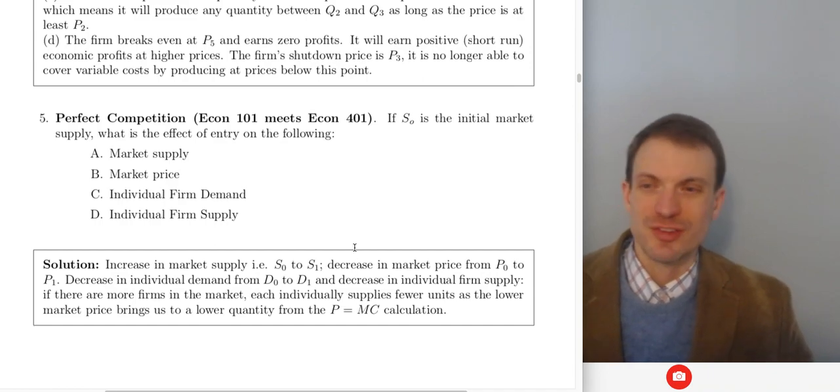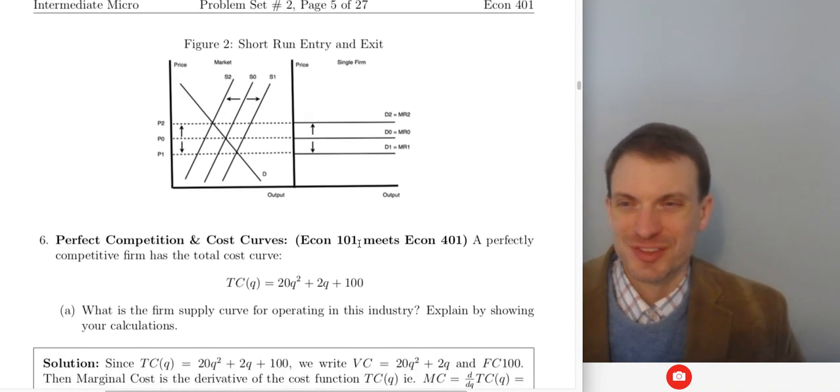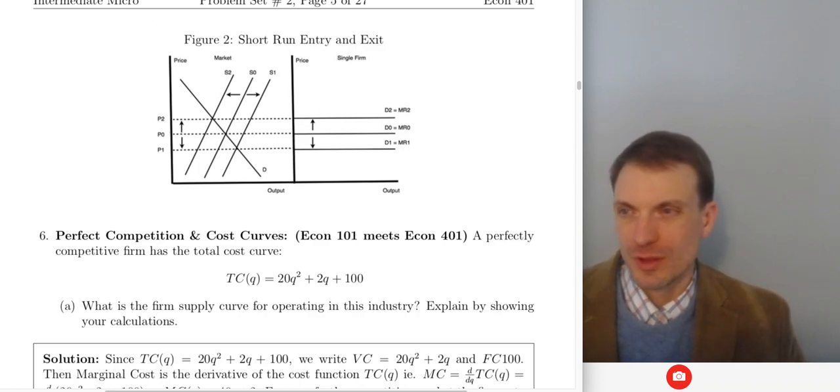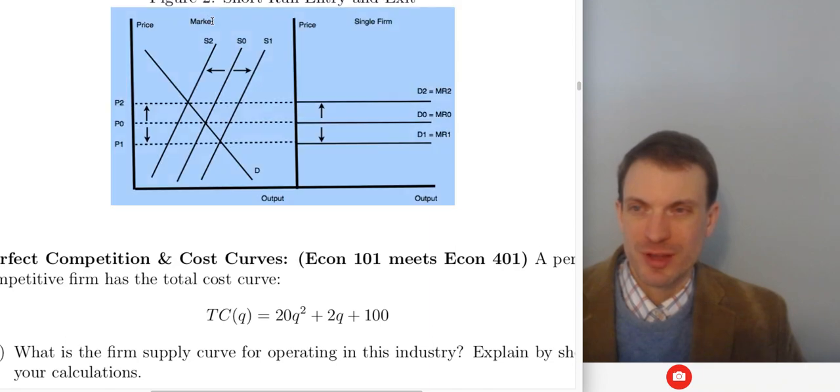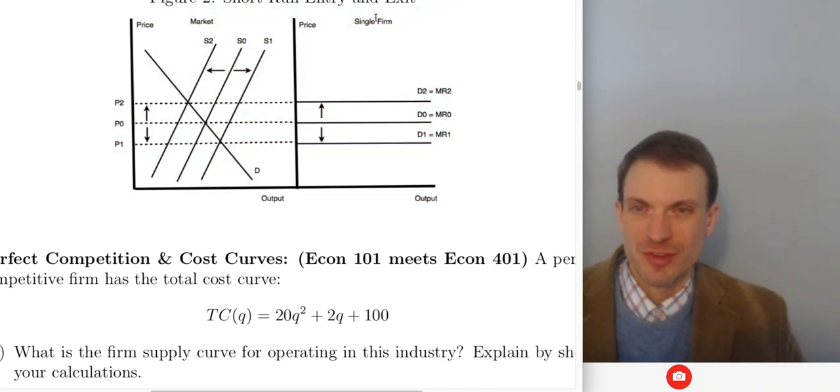All right, there's a graph that needs to go with this. So it's this. We can visualize if we're at S naught and we have entry, we go to S1. Look what happened to the equilibrium. It started here, ended here. So we've got the market on the left, single firm on the right.